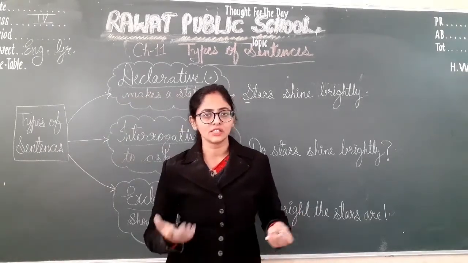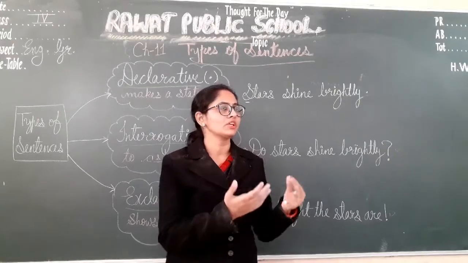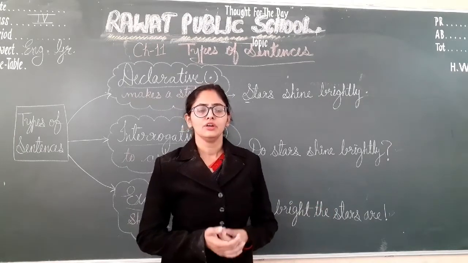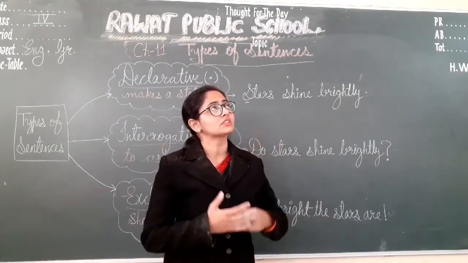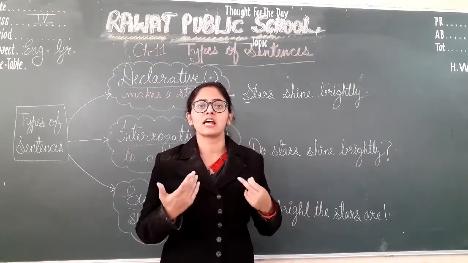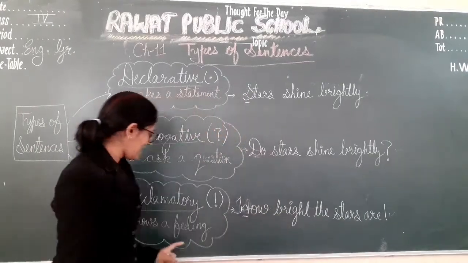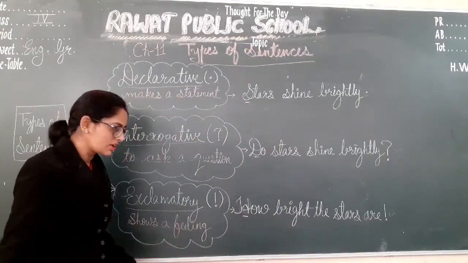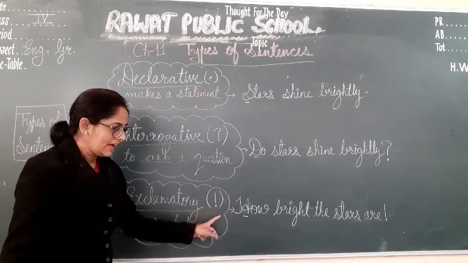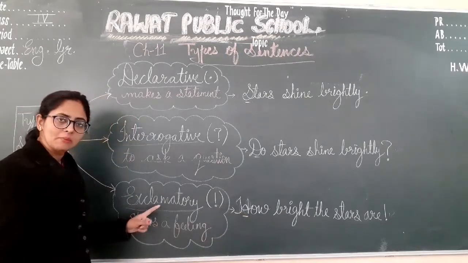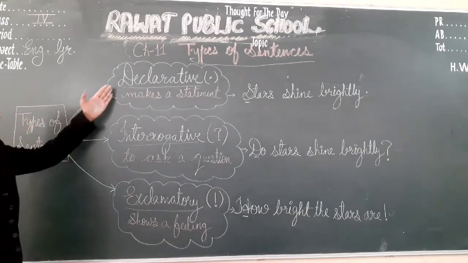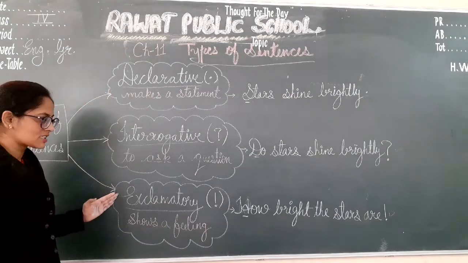Stars शाइन करते हैं, ब्राइट होते हैं, but मैं बहुत excited होकर बोल रही हूँ: wow, how bright the stars are! स्टार्स कितने ब्राइट होते हैं, कितना शाइन करते हैं. I am expressing my emotions, my excitement, means I am showing my feeling. So whenever you are showing the feeling, that time you use the exclamatory sign and the sentence is known as an exclamatory sentence.